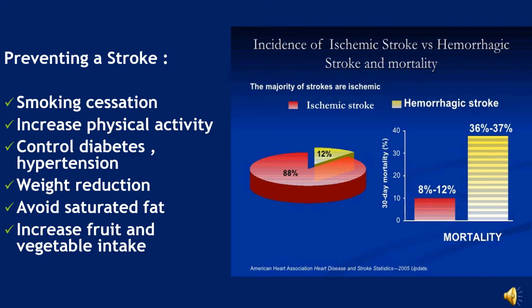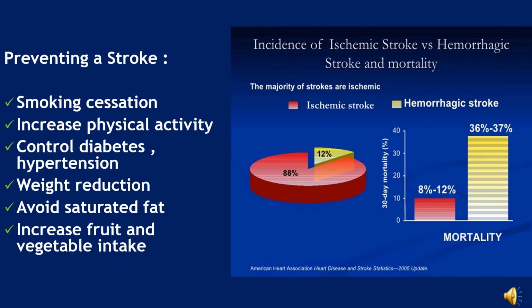Weight reduction is another way to prevent a stroke, by increasing physical activity. Also, we have to avoid saturated fat to decrease the deposition of lipids in the blood vessels, and that will decrease the possibility of a stroke. Finally, we have to increase fruit and vegetable intake and keep a healthy diet.